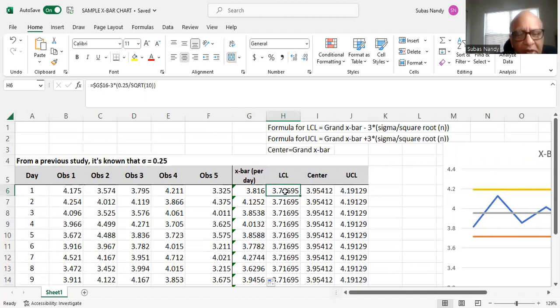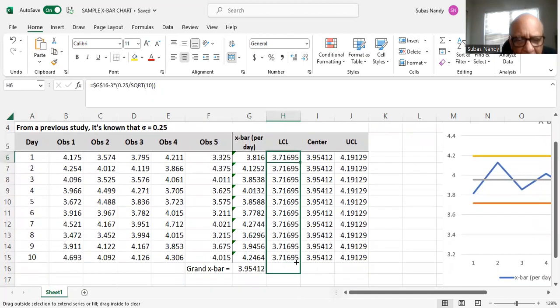And put another parenthesis on the right and hit enter. And then all you have to do is look for the plus sign on the bottom right corner of cell H6, that is the lower control limit as calculated on day 1, and then just drag the formula down up to this point, which is row 15, column H, or H15, and all the cells get filled up.